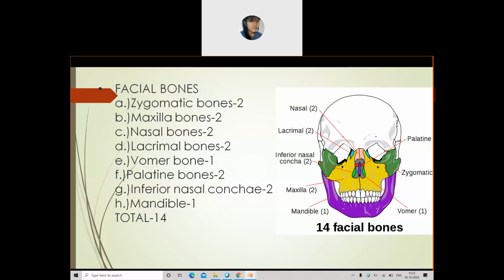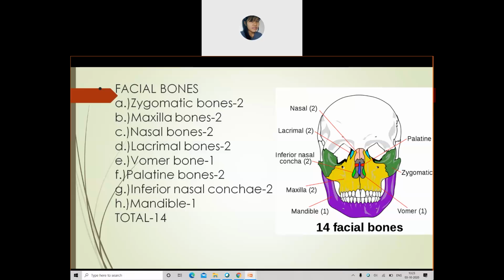Next is the inferior nasal conchae, one, two, so two. The last is the mandible, and you'll get one. So altogether, counting from zygomatic till mandible, you'll get 14. The first group was how many? 8. The second group is 14.